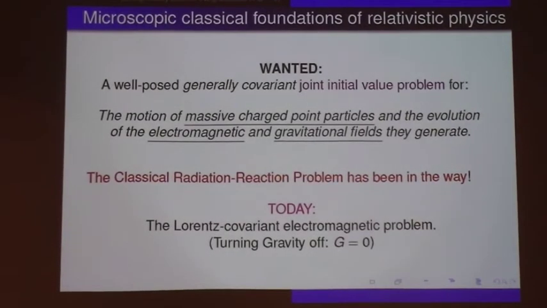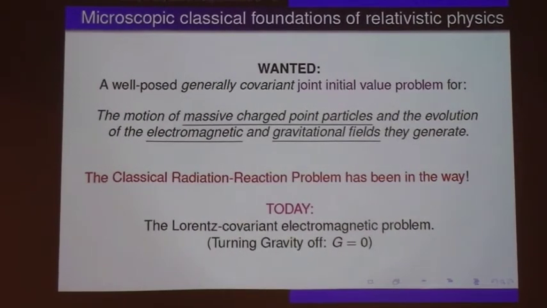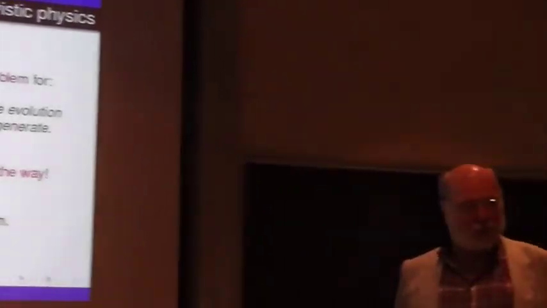Okay, so what do we want? We want a well-posed and generally covariant joint initial value problem for the motion of massive charged point particles and the evolution of the electromagnetic and gravitational fields which they generate. So that's the goal. Basically the relativistic analog of what in the Newtonian world one can prove.